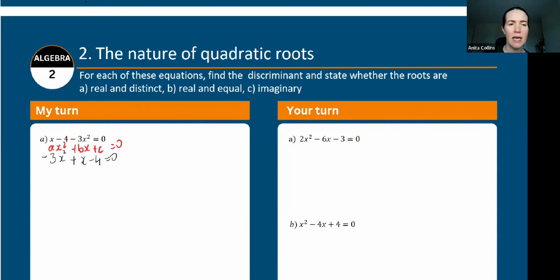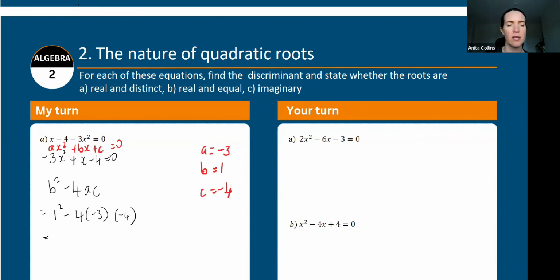So we know that a is minus 3. I'll write this over here on the side. We know that a is equal to minus 3, b is equal to 1, and c is equal to minus 4. Now we're ready to start. Find the discriminant, so we'll state the formula for the discriminant. B squared minus 4ac. Sub everything in. B is 1, a is minus 3, c is minus 4. What have we got there? So that gives us minus 47, I believe.